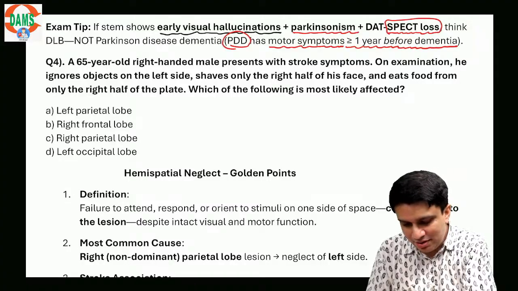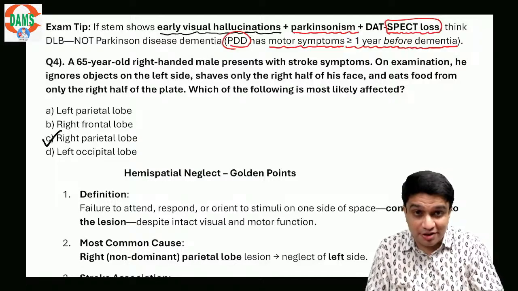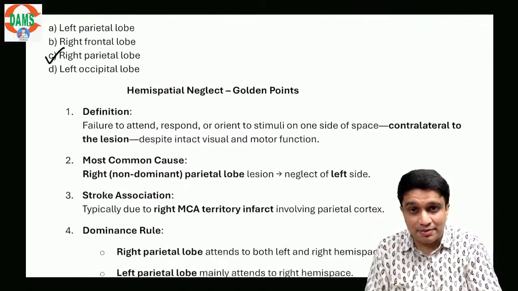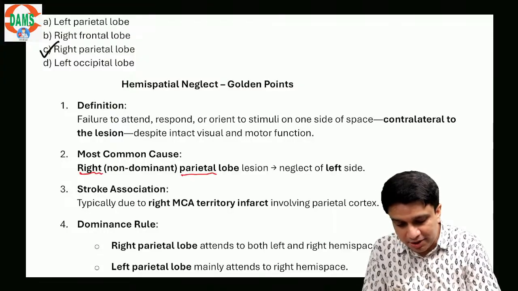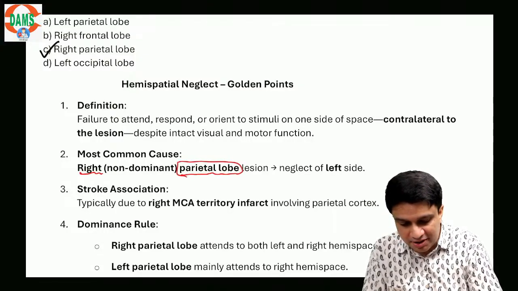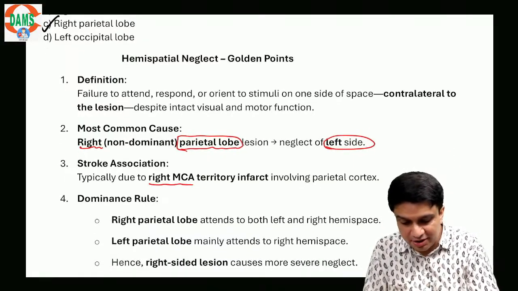Okay, let's find the answer. Yes, you know it correctly. It's the right parietal lobe. Now, what is this symptom? Hemispatial neglect. This happens due to a lesion where? In the right non-dominant parietal lobe. The patient neglects the left side. It's a right MCA territory infarct.